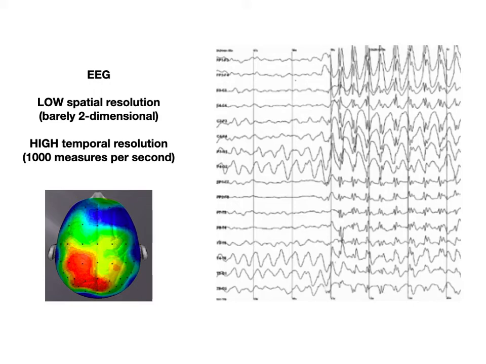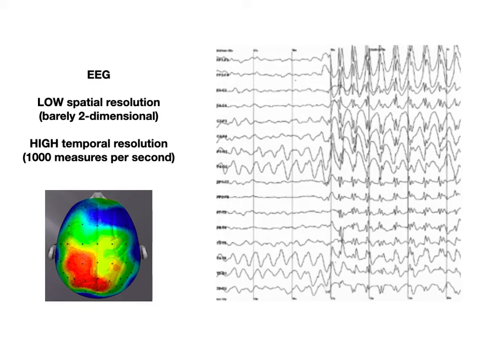EEG has low spatial resolution. It's barely 2-dimensional. It's sort of, here's 64 or 128 or 32, whatever. Usually a power of 2 for some reason, just processing ability. Here's a bunch of wires touching your scalp. It's barely a map of your activity of your head. But we get 1,000 measures per second. So we can do things like track the way that your neural activity changes millisecond to millisecond.